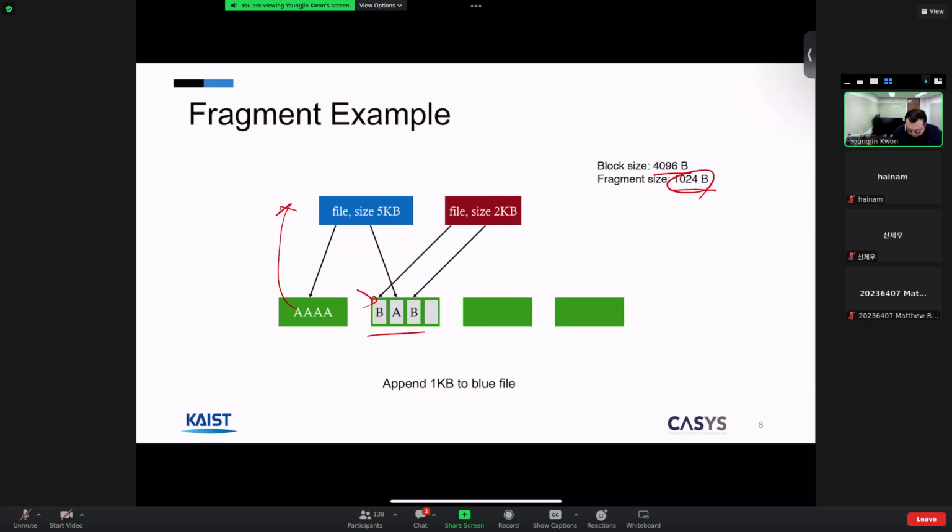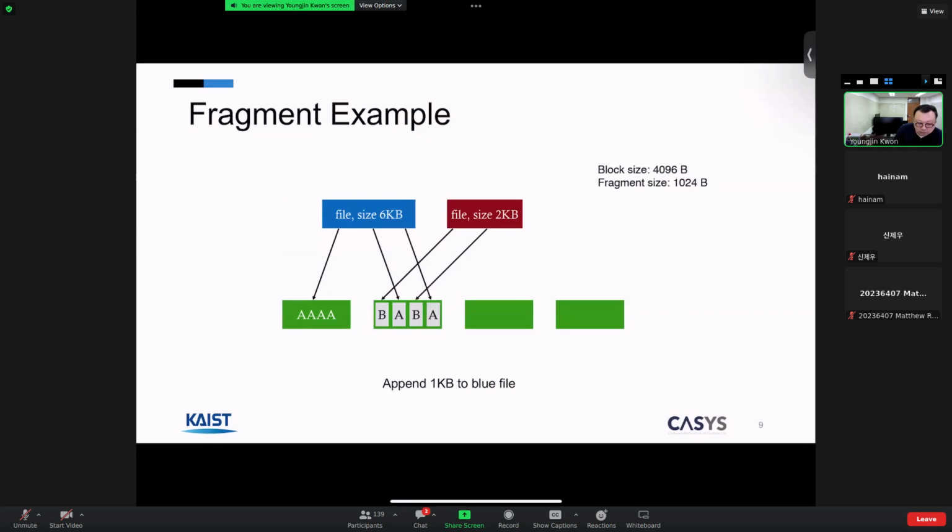So this block consists of three fragments. Two fragments belong to file B, and this one fragment belongs to file A. When the file grows by 1 kilobyte, then this new fragment is allocated to this file A.